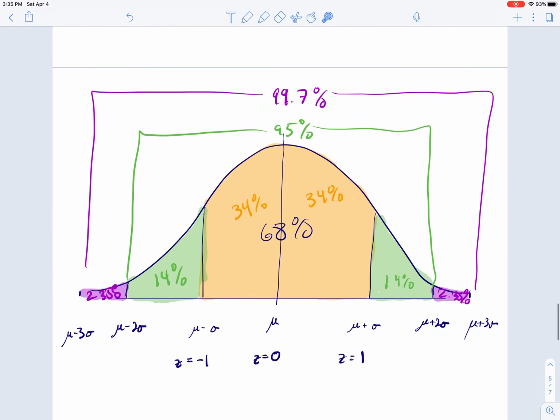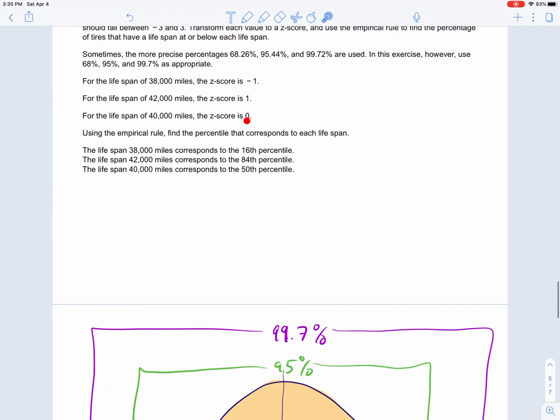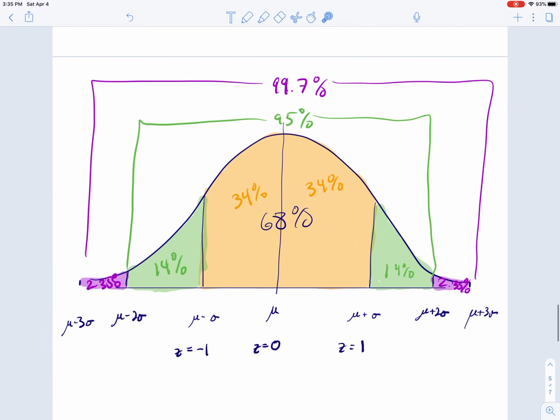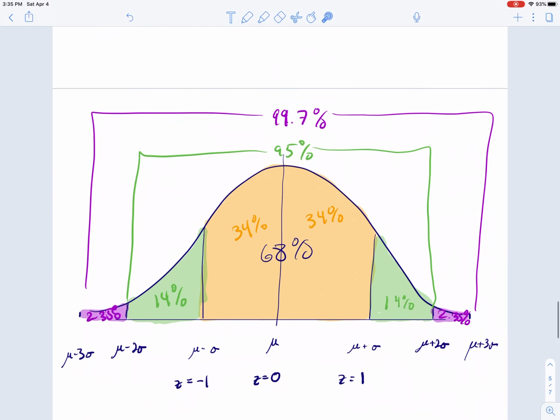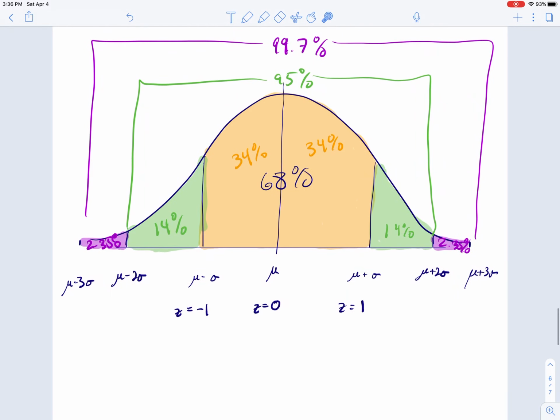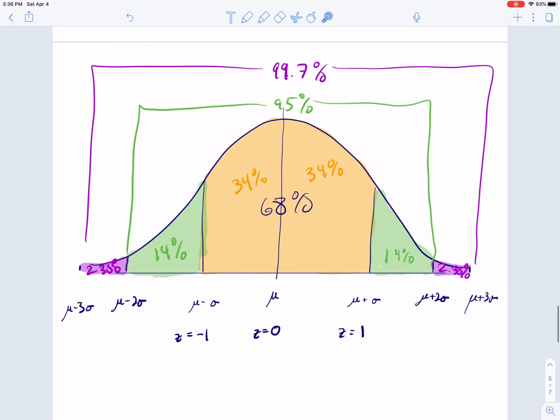And then if it's 40,000 and it has a z-score of 0, which is in the center, right here, z-score is 0, that's the middle. So these should add up to about 50%, right? 34 plus 14, you see 34, 44, 48, 50.35. So these add up to approximately 50%, and that's why it's the 50th percentile. Hopefully that made sense. But that question was just asking you to basically read the chart for the empirical rule. That's all it was really trying to get you to do.